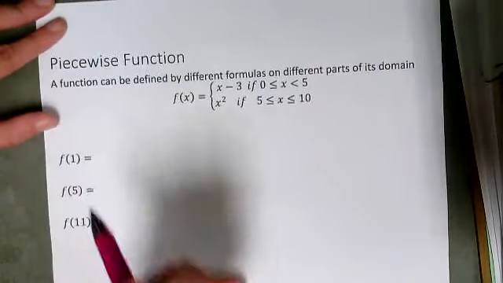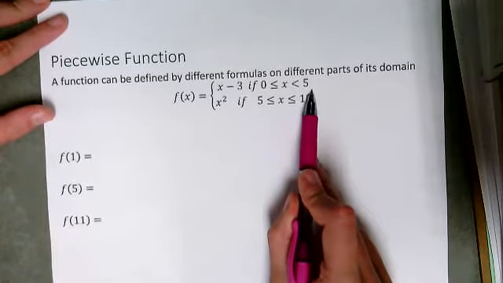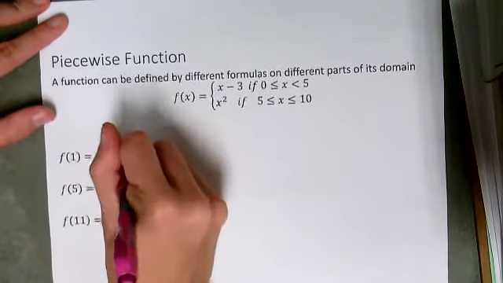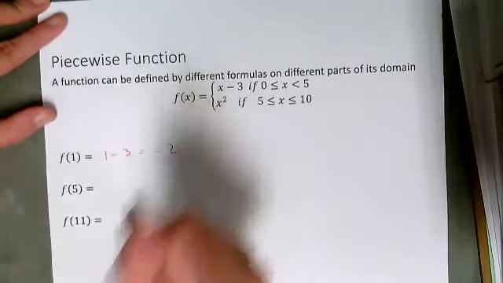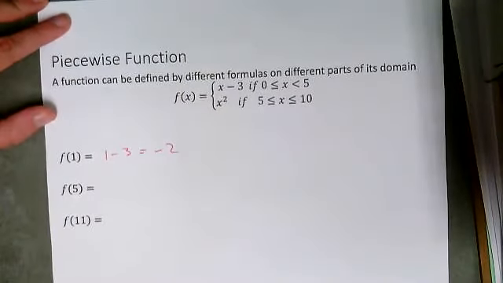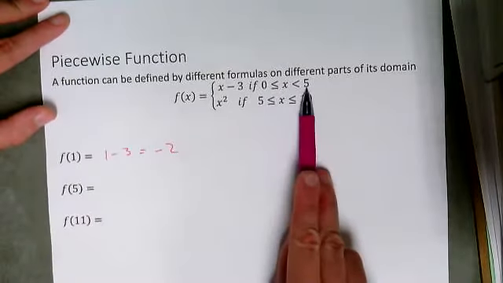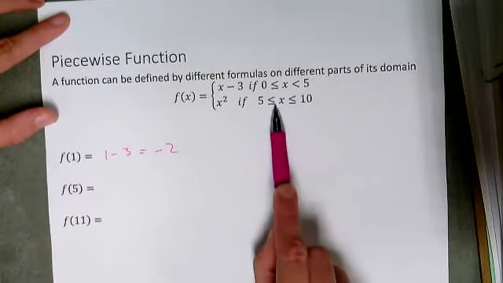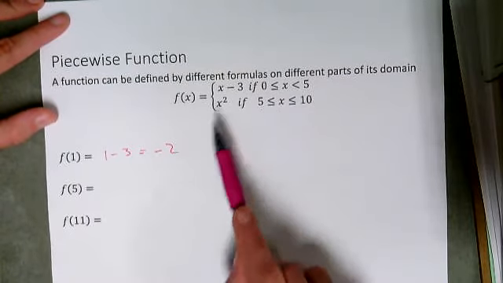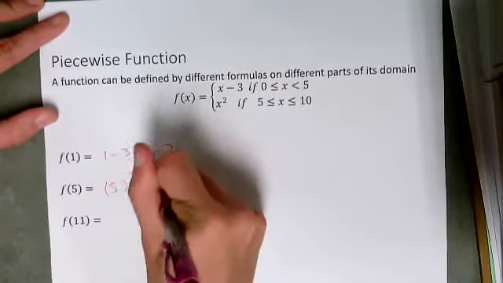So f of 1, well, that's in this first interval. So we're going to have 1 minus 3, which is equal to negative 2. Right? F of 5, it is not in this first interval. That is a non-equal sign here. There is one here, so we use the second expression. So this is 5 squared, and that's 25.